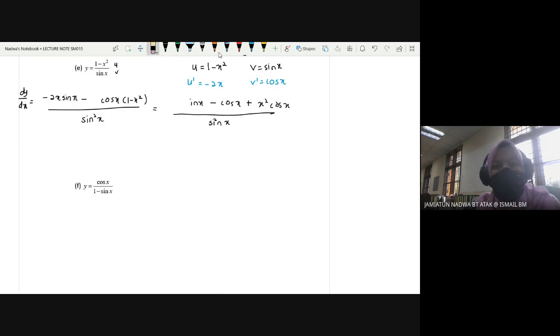Okay, ataupun saya boleh simplify dia macam ni sebab dia share the common denominator. So it is negative 2x sin x over sin squared x minus cos x dengan 1 minus x squared over sin squared x. So ini boleh potong pun sama jugalah, kita dapat negative 2x. Okay, boleh juga simplify macam tu.